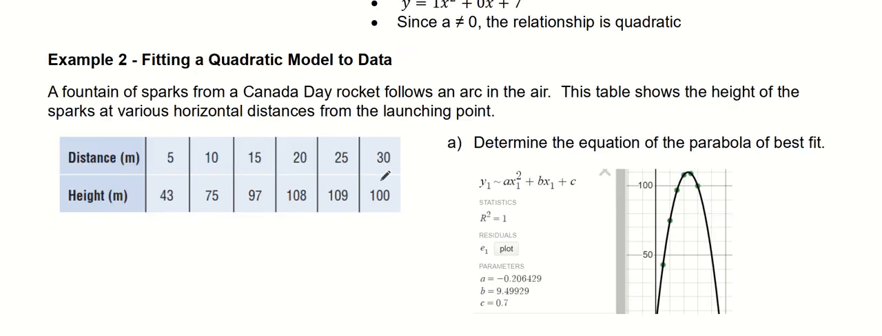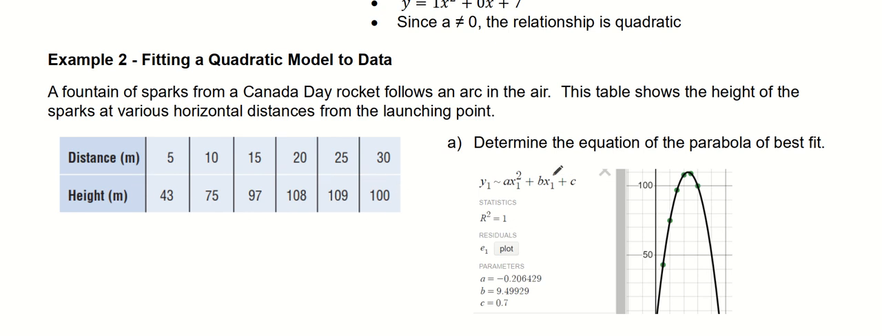Okay, so here's another example. This is a fountain of sparks from a Canada Day rocket that follows an arc in the air. The table shows the height of the sparks at various horizontal distances from the launch point. So distance will be your x variable because it's independent. Distance always remains the same, but the height changes depending on the distance.